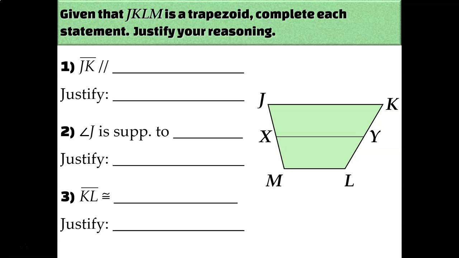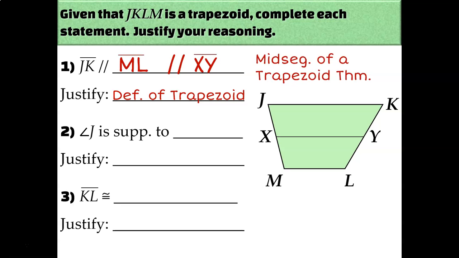Which line is JK parallel to? Well, JK has to be parallel to ML by the definition of trapezoid, but it would also have to be parallel to the midsegment, so it's also parallel to XY because of the midsegment of a trapezoid theorem. What about angle J? Angle J has to be supplementary to angle M because of the consecutive interior angles theorem. Since JK is parallel to ML, these two angles have to be supplementary to each other because they're consecutive, they're on the same side of the transversal, and they're interior, they're in between the two parallel lines. That's just the consecutive interior angles theorem from first semester.